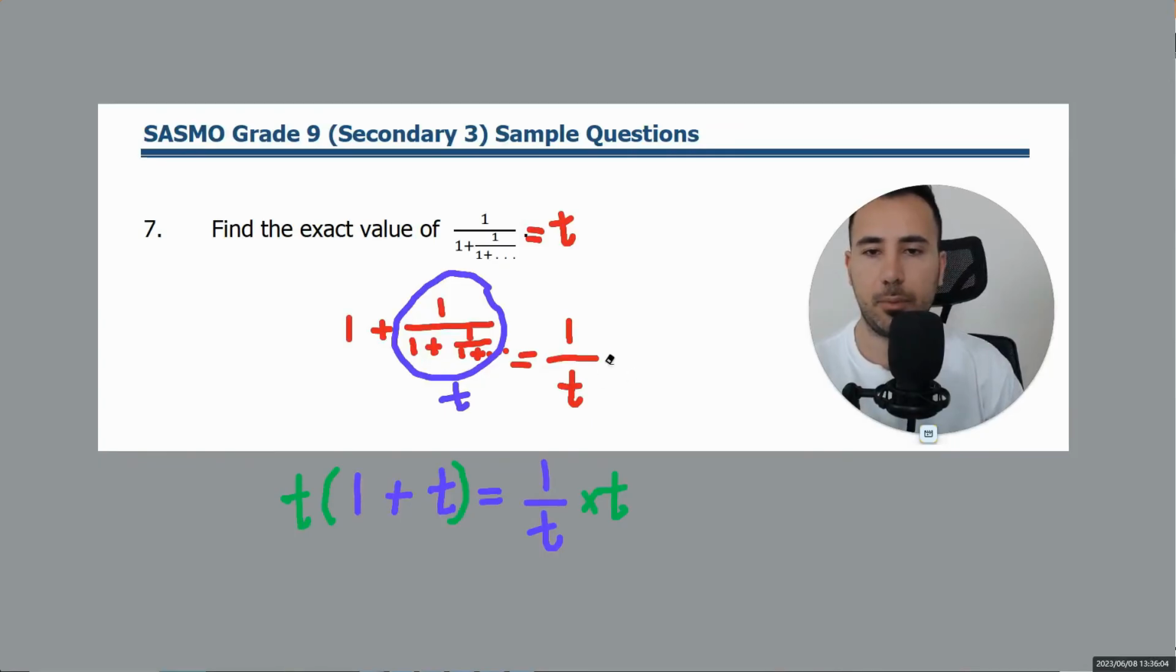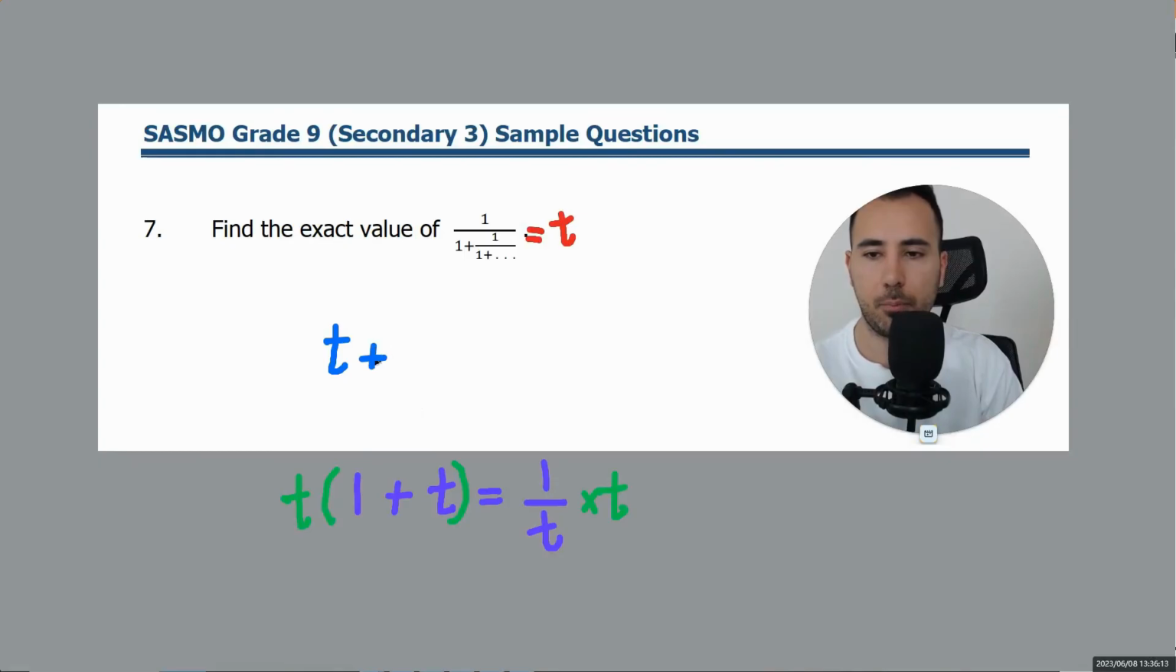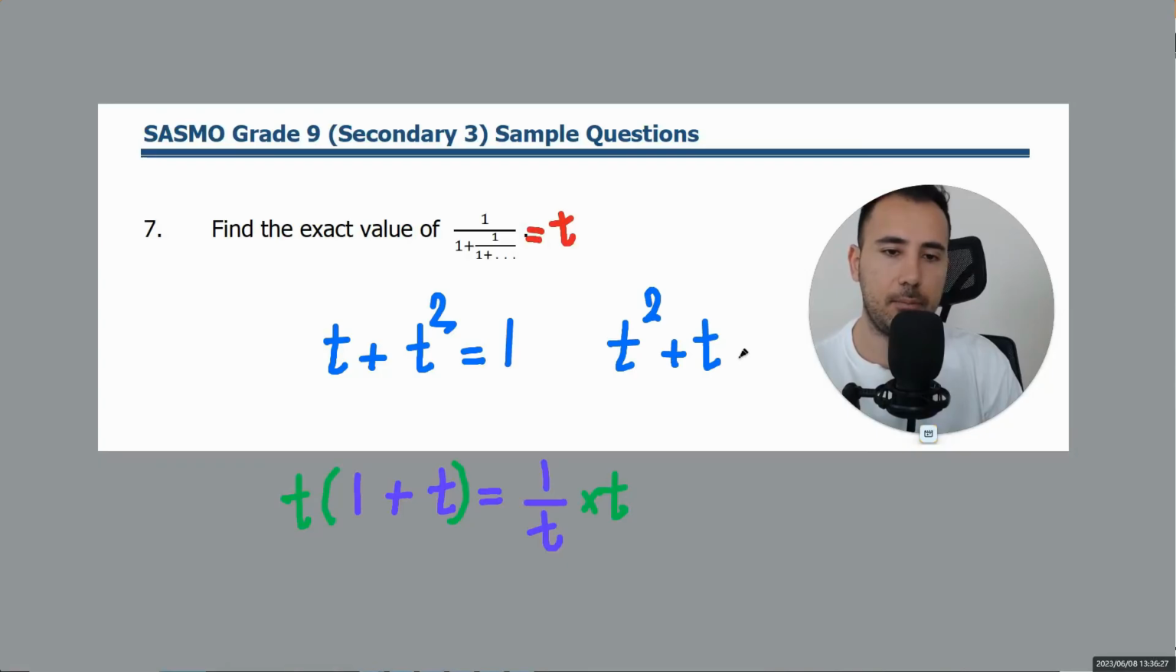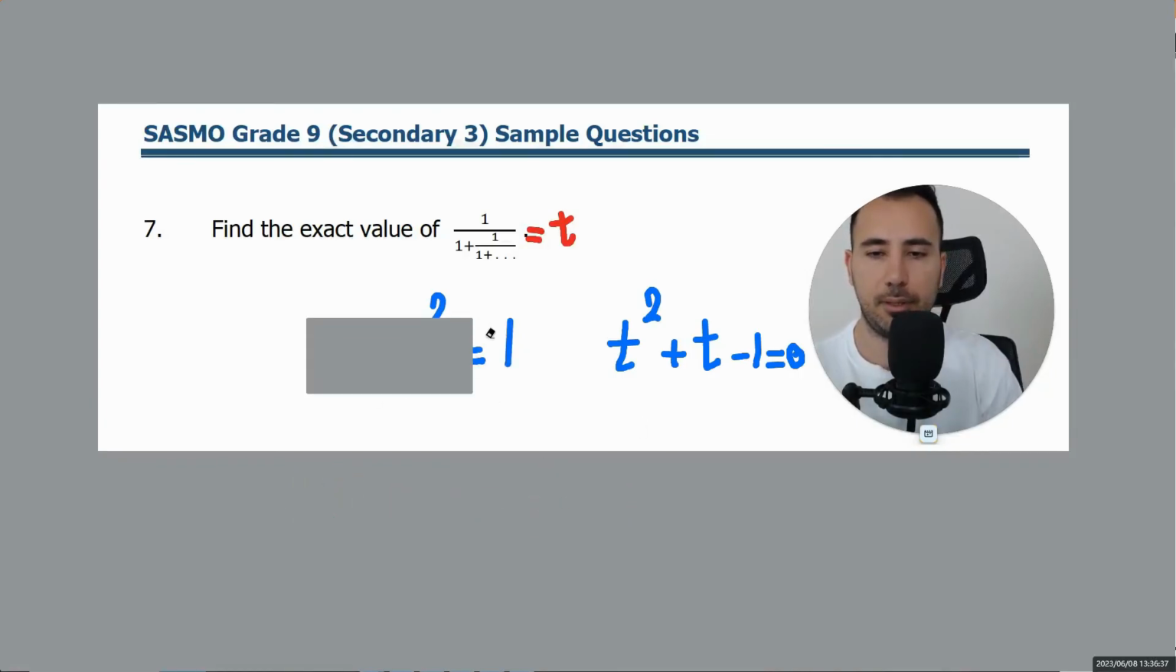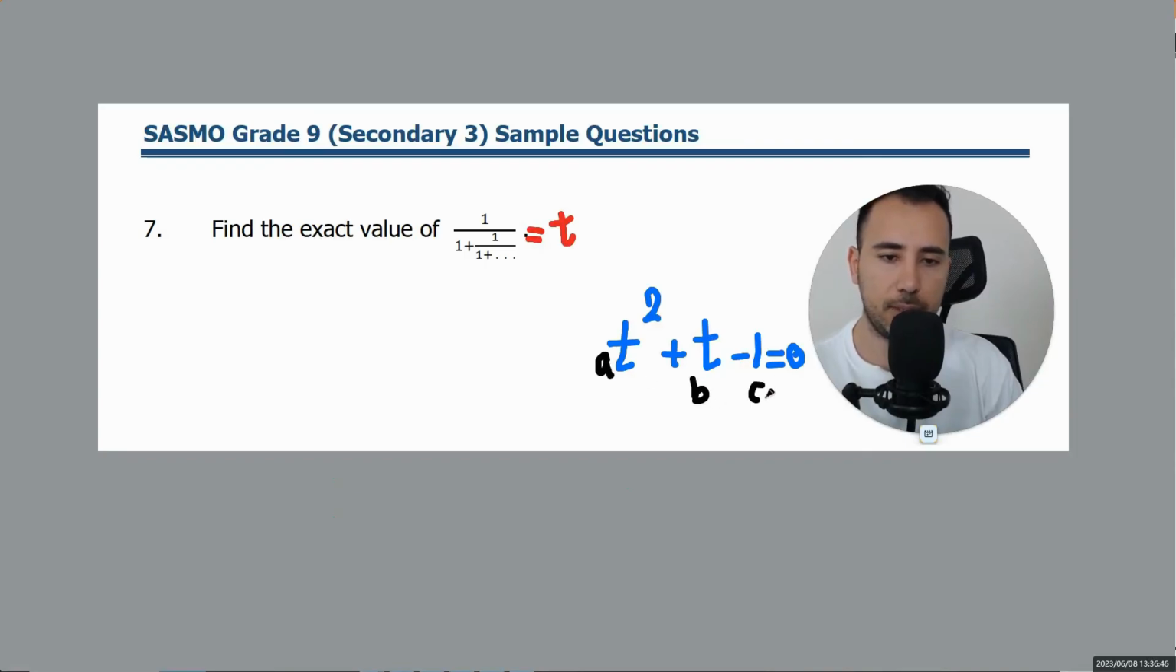Then what are we going to have? It will be t plus t squared equals 1. Now let's take 1 to the left side. It will be t squared plus t minus 1 equals 0. Now this is a quadratic equation, right? Not very difficult to solve. So I hope you know the quadratic formula. So this was A, this was B, this was C.